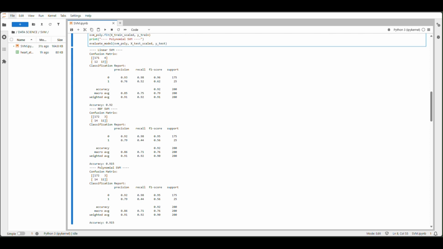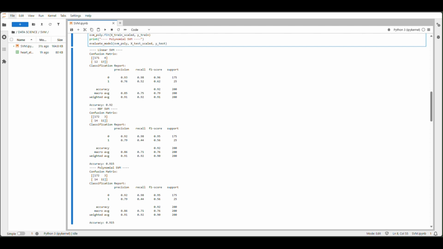Now for RBF SVM, the RBF kernel slightly improved the correct classification for low-risk patients and reduced false positives, but it still struggles with high-risk predictions, correctly identifying only 11 out of 25. The precision for high risk is 0.79, but the recall for high risk is 0.44. While precision is decent, the recall is even lower than the linear model, which means it's still missing over half the actual high-risk cases. The accuracy is 91.5%, just slightly below the linear model.